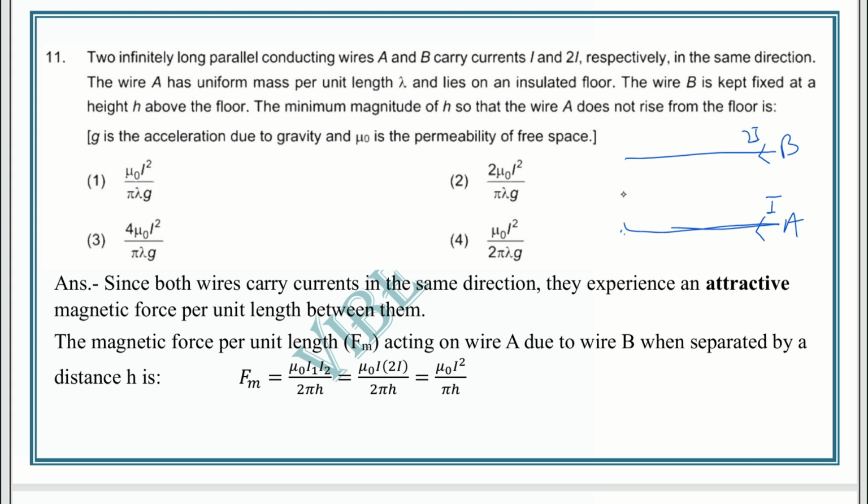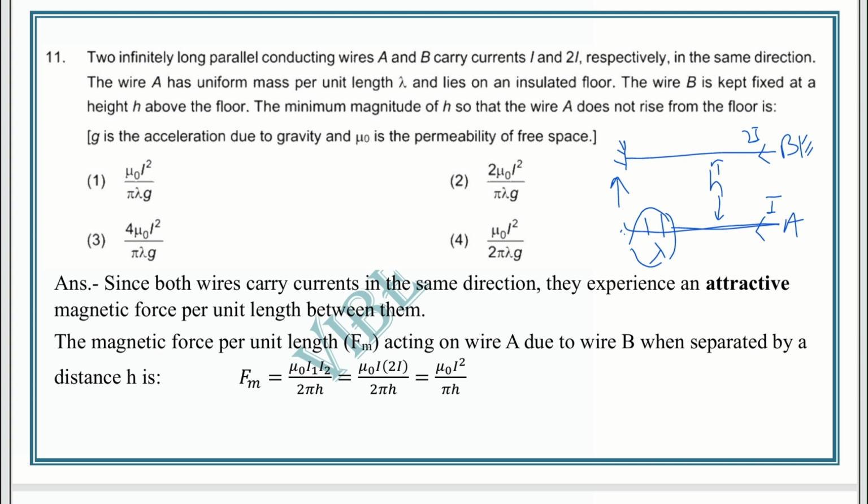Both are flowing in the same direction. That means attraction will happen, and wire B is fixed. The uniform mass per unit length is lambda. On an insulated floor, wire B is kept fixed at a height h. So the height of wire B is h.